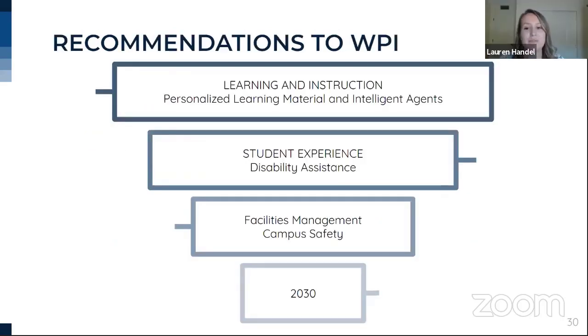We used the results from our study and our resource allocation to develop a set of recommendations specific to WPI. We recommend that WPI invest most of its AI resources into learning and instruction, specifically looking into personalized learning material and intelligent agents. We also recommend an investment in student experience, specifically focusing on how AI can provide disability assistance. Due to the ethical concerns with privacy, we do not recommend that WPI attempt to implement facial recognition surveillance until these privacy concerns are resolved.